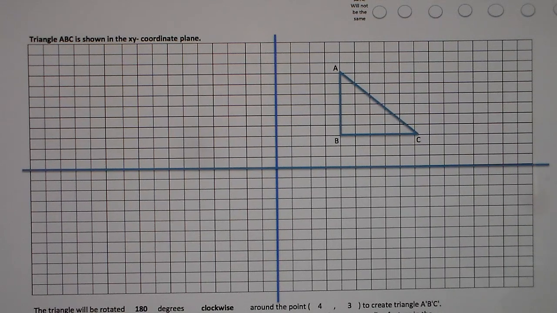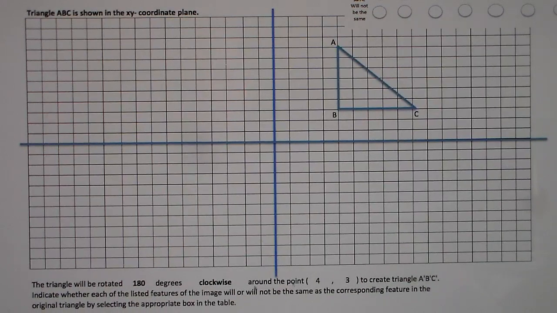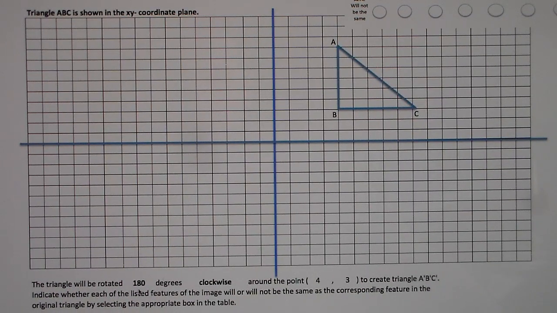Alright, let's do another. Slide it up a little bit more. There we go, so you can see the bottom. So a triangle is going to be rotated 180 degrees clockwise around the point 4, 3. So we got to plot that point 4, 3. So that's 1, 2, 3, 4 to the right, 3 up. Rotates 180 degrees.